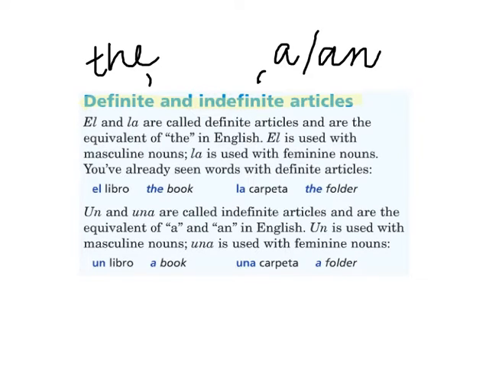Now in Spanish, el and la are called definite articles. These are the equivalent of the. So when you're talking about a specific thing, for example, I want the dog, you'd say quiero el perro. The is going to be the more specific thing, which is the same as el or la in Spanish. El is used with the masculine nouns, and la is used with the feminine nouns.